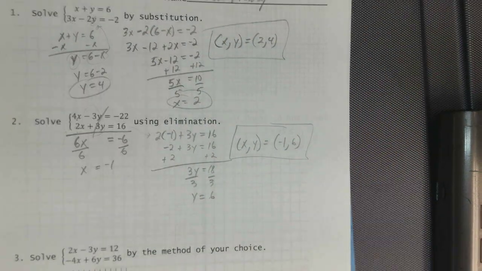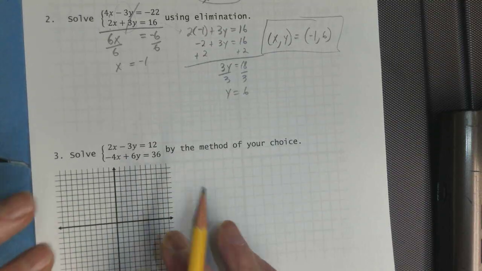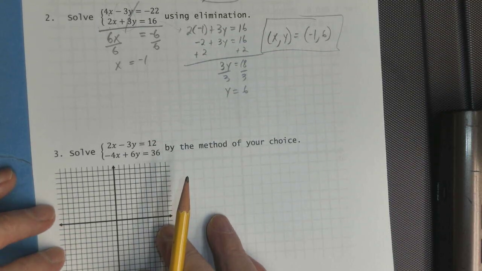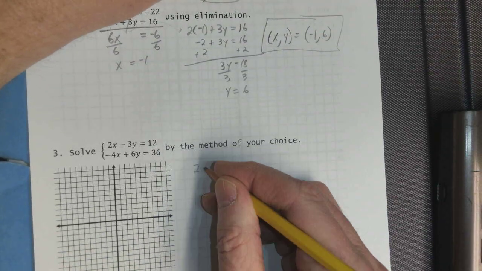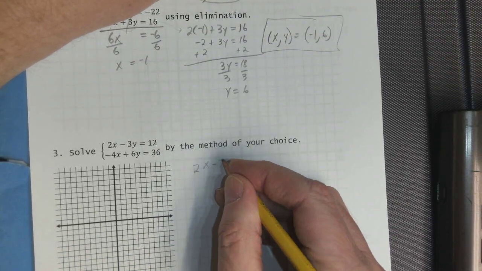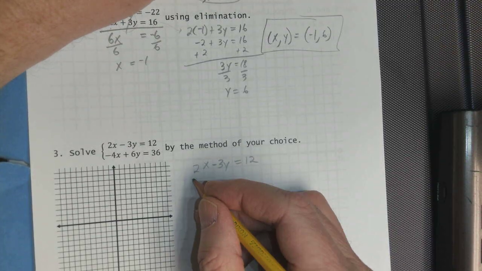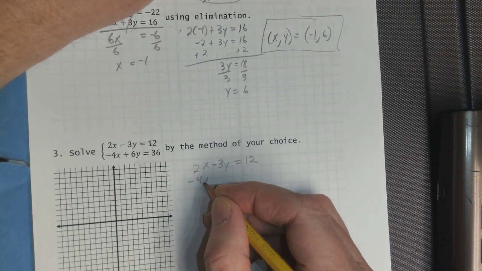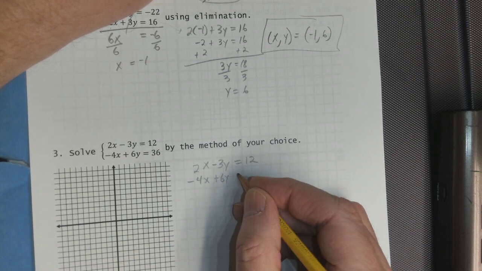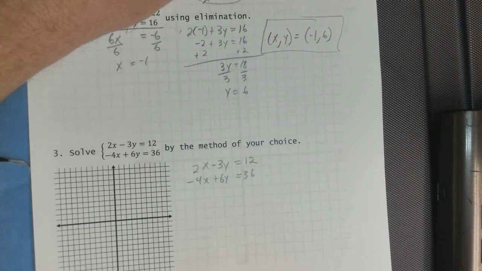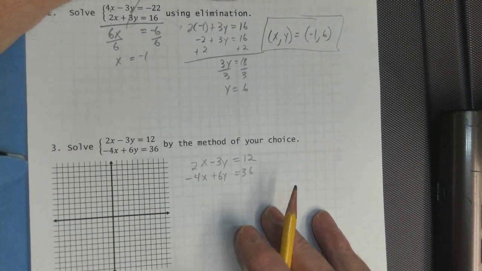All right, method of your choice. You do not have to graph. If you want to graph, it's here. It's not a requirement. So I think I'm going to use elimination because I have a choice. You can use substitution if you'd like, although you'd have to deal with fractions or decimals if you did use substitution, so I may not recommend that.